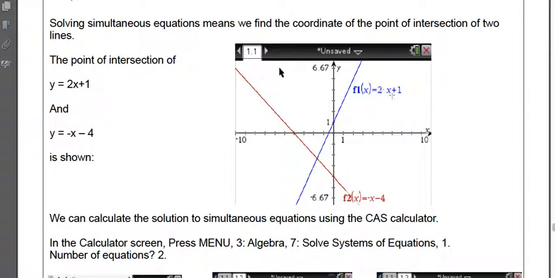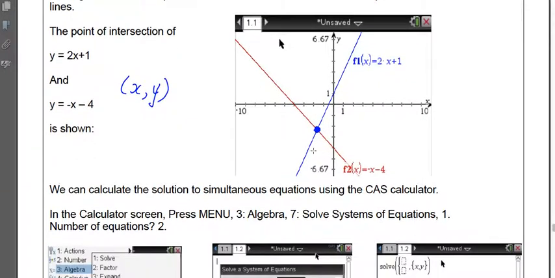We've got y equals 2x plus 1, and we've got y equals negative x take 4. So the point of intersection is this point down here. It will have a coordinate in the form x, comma, y, and our task is to work out what that coordinate is. So we can use the calculator for this.